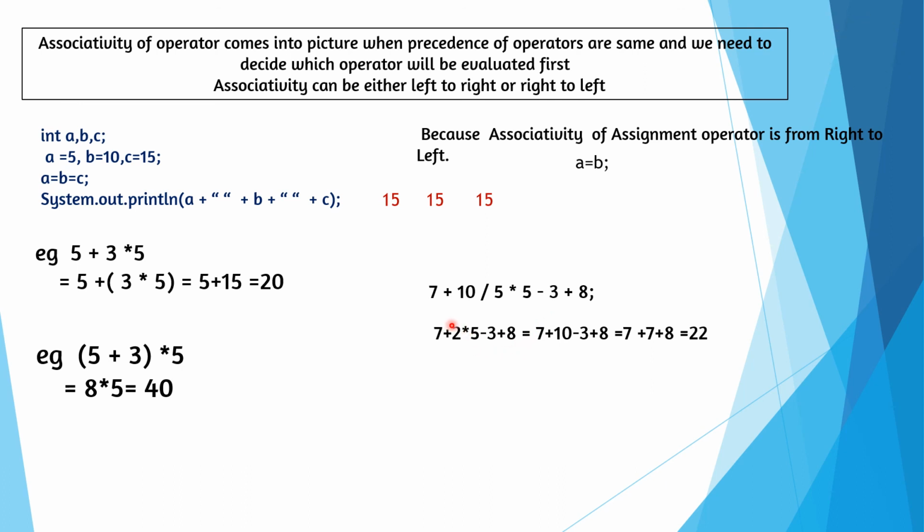That means 2 into 5 it is 10. So 7 plus 10 minus 3 plus 8. That means 17 minus 3 plus 8, answer is 22. So we have to keep the preference in mind for all.